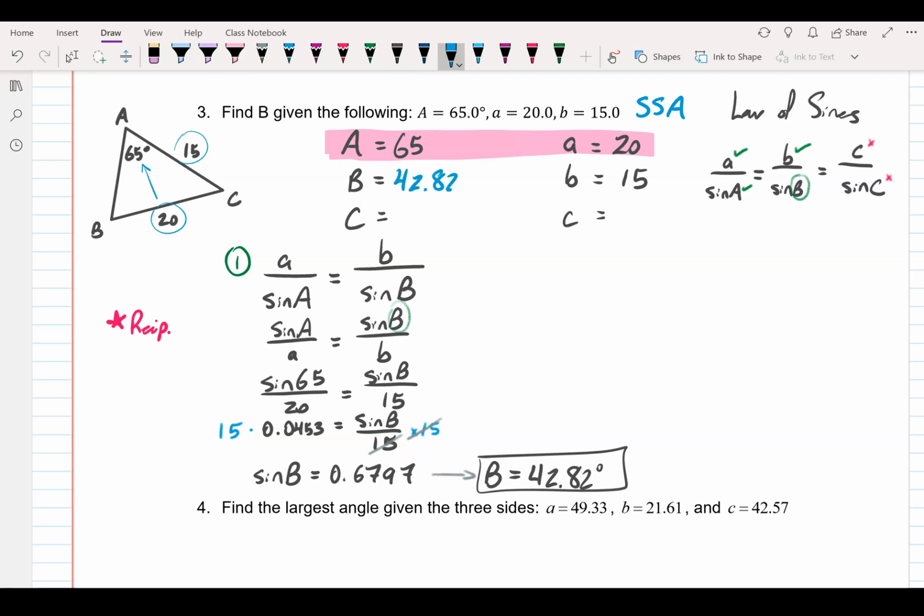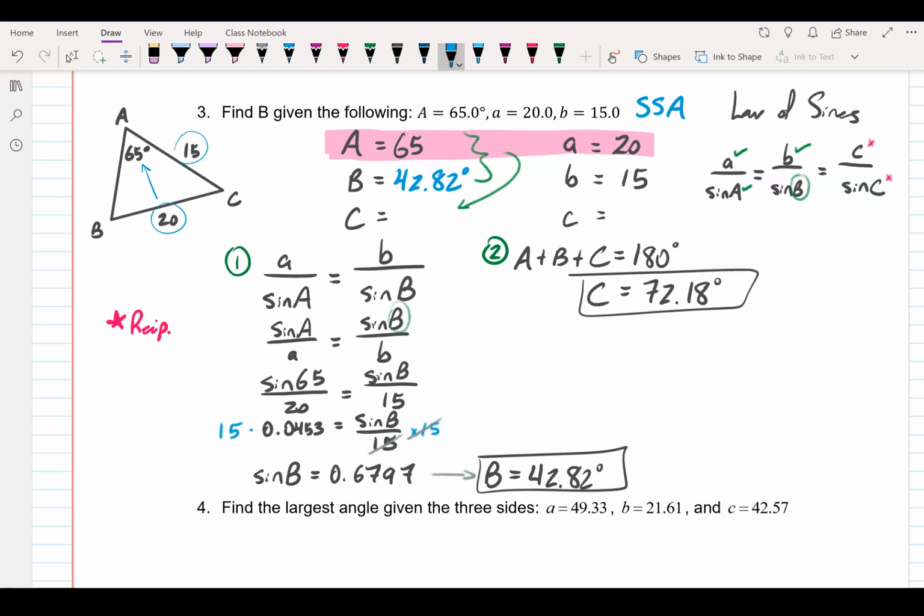Okay, so I've used the law of sines to find that angle. And now the next thing I should do, well, once again, I have two angles, correct? I've got two angles now. I can just go ahead and solve for our missing angle. That would be the easiest course of action to take next. So once again, A plus B plus C, all the angles in a triangle are equal to 180. So take 65 and 42.82 away from 180, you get 72.18.